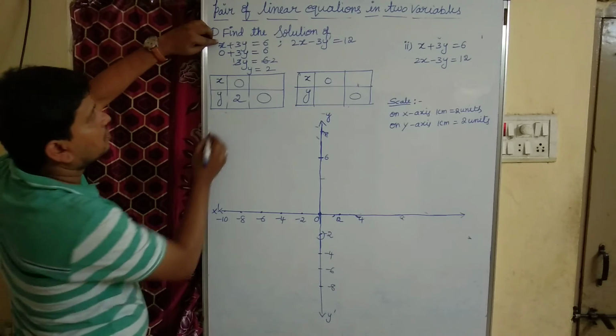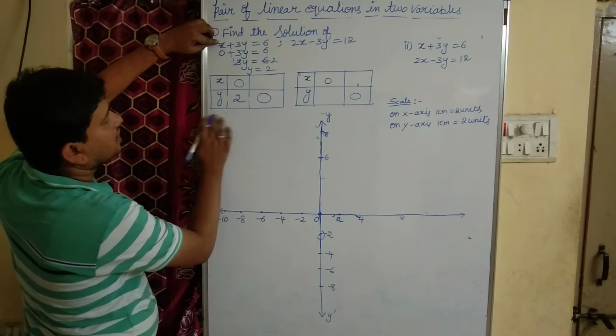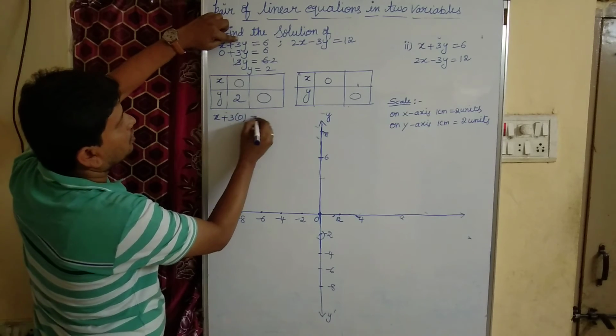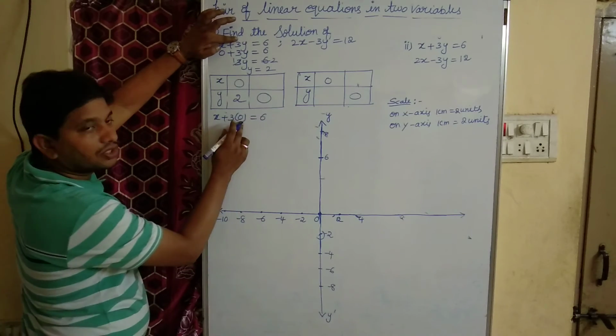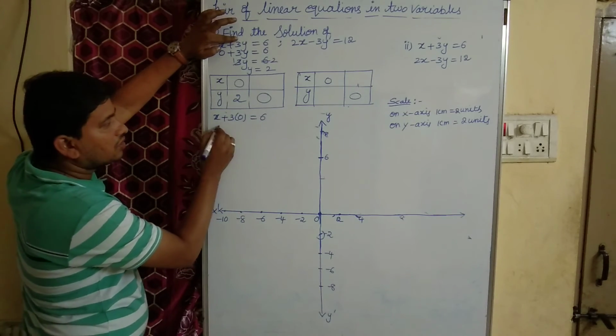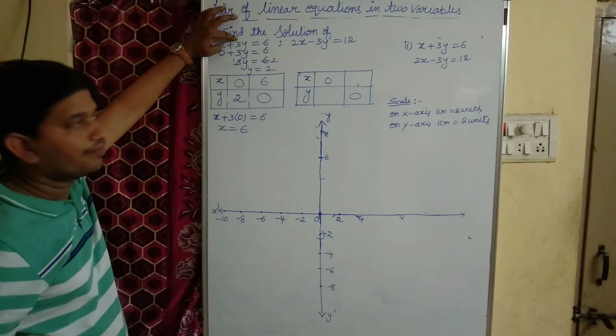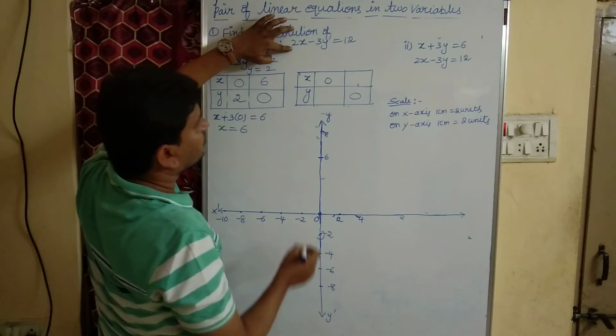If you take y equal to 0, x + 3 into 0 = 6. 3 into 0 is 0. x + 0 is x. So the x value is 6. Right? Now coming to the second equation.